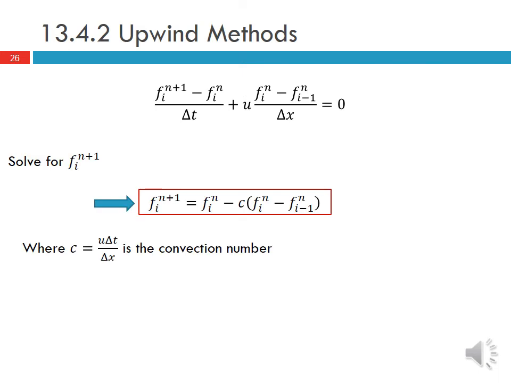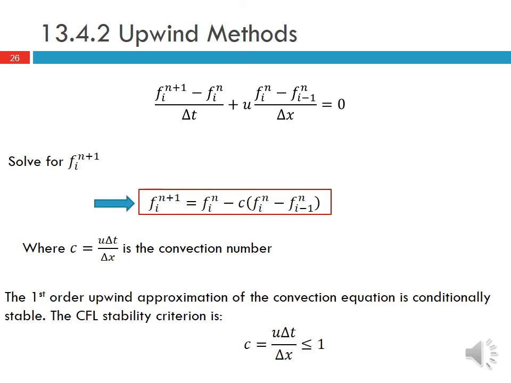So now we can rearrange and solve for Fi at n plus 1 and get the expression shown here, where again C is U delta T by delta X, which is called the convection number. So the first order upwind approximation of the convection equation is conditionally stable, where the stability criterion is that C has to be less than or equal to 1, again without going into the stability analysis.